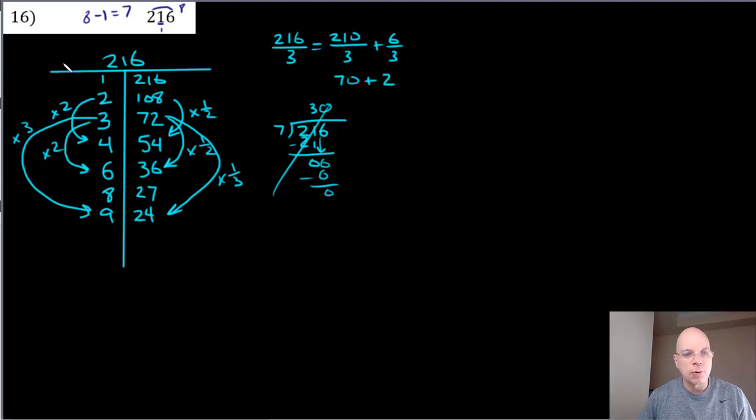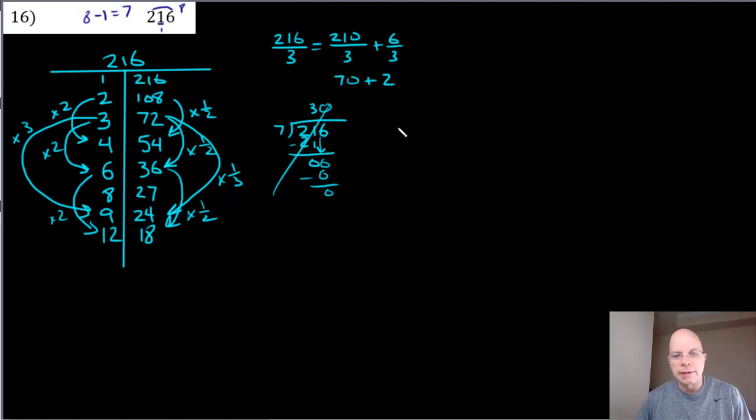216 is divisible by 12 because it's divisible by both 3 and 4, so I'm just going to double my 6 to get 12 and halve my 36, which is 18. 216 might be divisible by 13. I need to check it. 6 13s is 72. 7 13s is 91, so that's not going to work for 13.